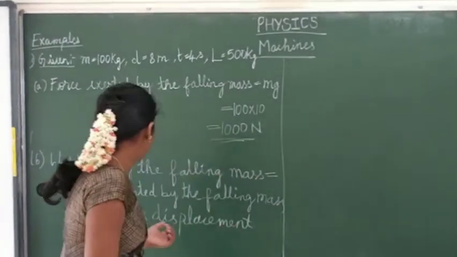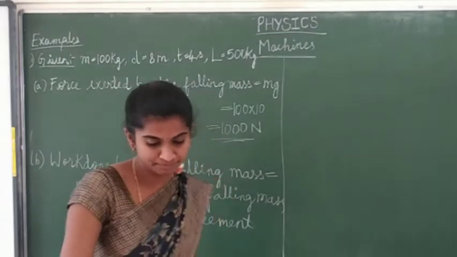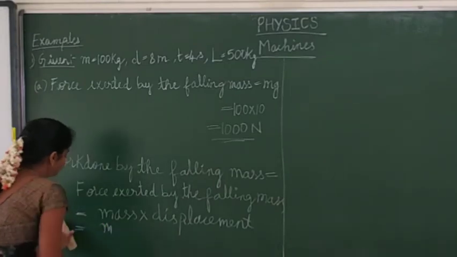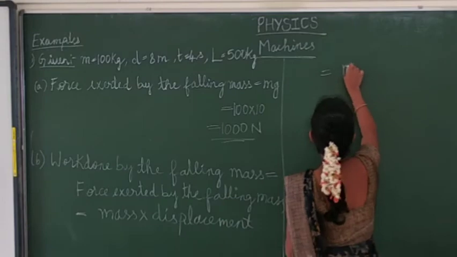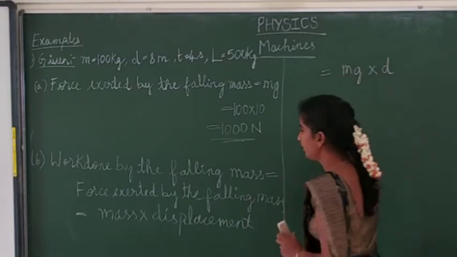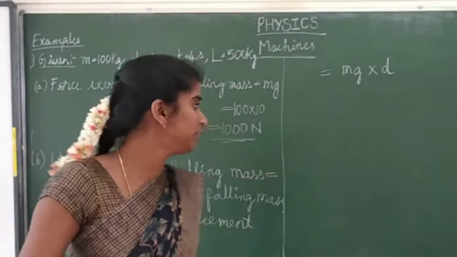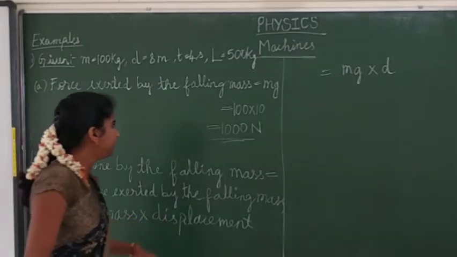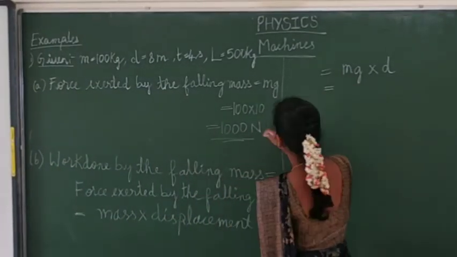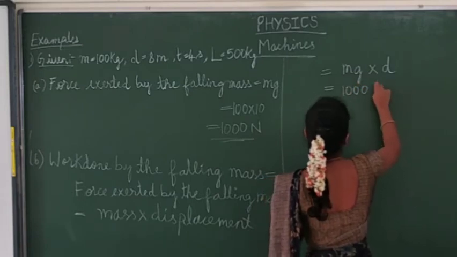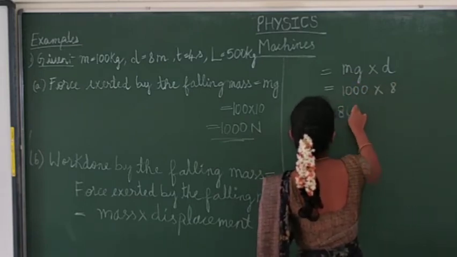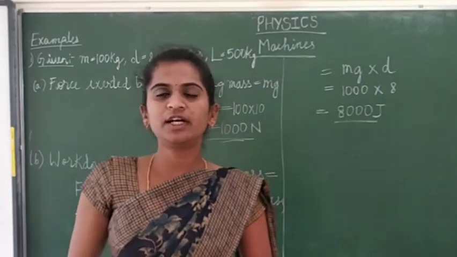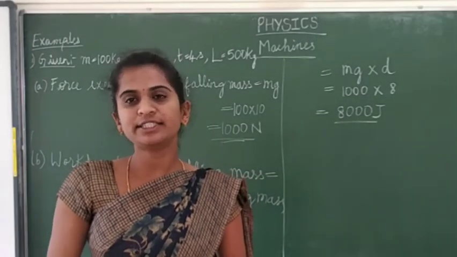So what we can write here? Mass into g into d. Why? Because the work done by the falling mass is equal to force exerted by the falling mass into displacement. Force is m into g, so m into g is 1000 newton, into distance is 8. So 1000 into 8, 8000 joule. So the work done by the falling mass equals 8000 joules.